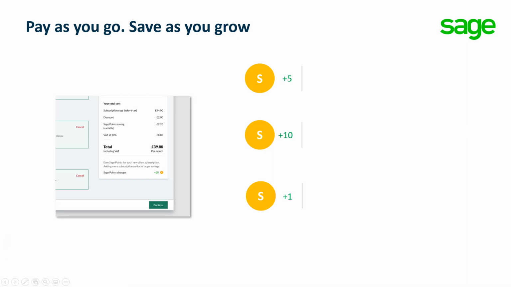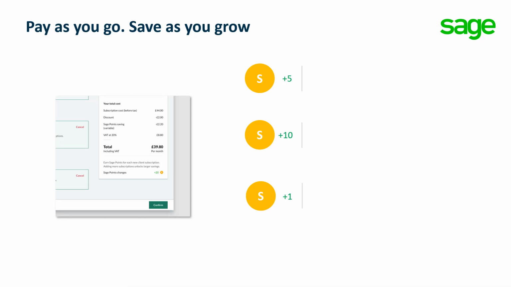Pay as you go, save as you grow. Each time you purchase a subscription of Sage Accounting, Sage Payroll, or Sage Compliance for a client, you will be able to earn points for the practice. The more Sage points accumulated, the higher the level of discount is available. If a practice earns enough points to earn them a higher level of discount, they will earn that discount for all clients moving forward, not just any new ones added.